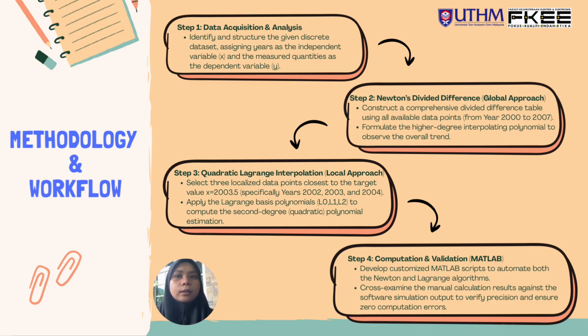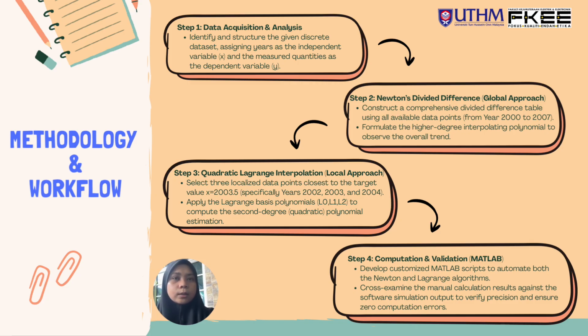First, in data acquisition, we organize our dataset by assigning years as our independent variable X and the measured quantities as Y. Second, for our global approach, we construct a Newton's divided difference using all available data from 2000 to 2007 to formulate a higher degree interpolating polynomial.